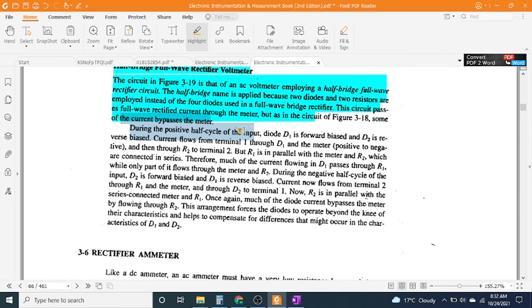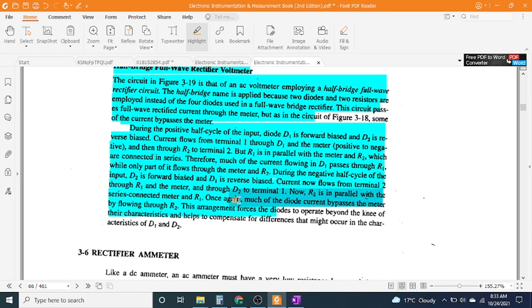During the positive half cycle of the input, diode D1 is forward biased and D2 is reverse biased. Current flows from terminal 1 through D1 and the meter, positive to negative, and then through R2, to terminal 2. But R1 is in parallel with the meter and Rs, which are connected in series. Therefore, much of the current flowing in D1 passes through R1, while only part of it flows through the meter and Rs. During the negative half cycle of the input, D2 is forward biased and D1 is reverse biased. Current now flows from terminal 2 through R2 and the meter, and through D2 to terminal 1. Now R1 is in parallel with the series-connected meter and Rs. Once again, much of the diode current bypasses the meter by flowing through R1.